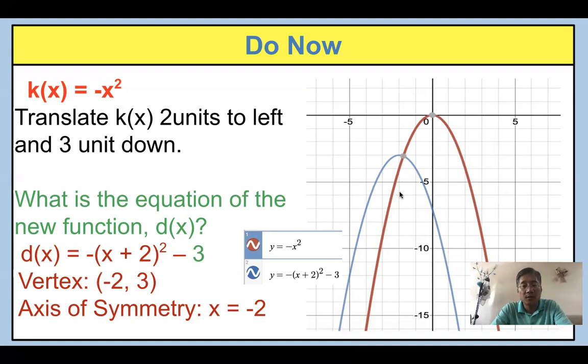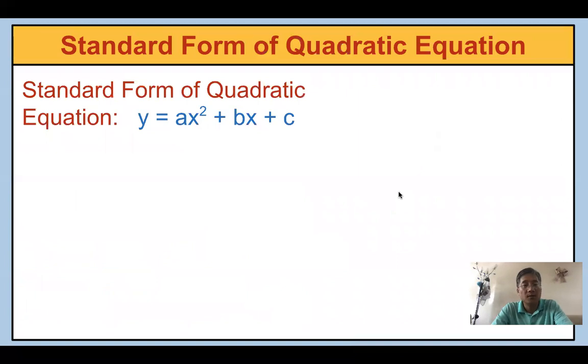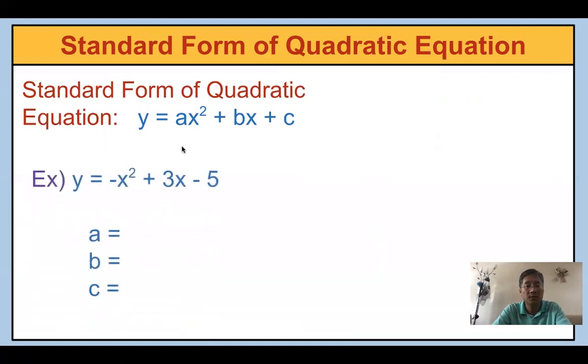Now let's move on to our lesson today. Today we are going to change it to the standard form, right? But what is the standard form? It looks like this: y equal to ax squared plus bx plus c. This kind of form we call standard form. But before we get to the example, what is a in this case? In this equation, a is negative 1, right? If you don't see any number, you should see 1. b is 3, c is negative 5. All right?